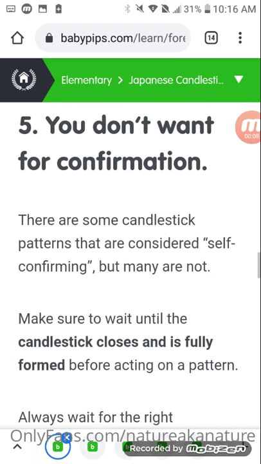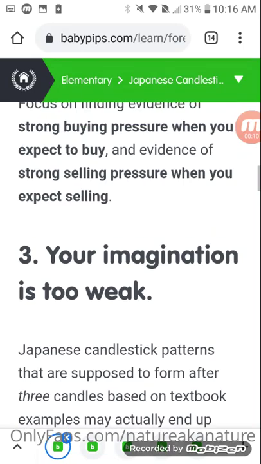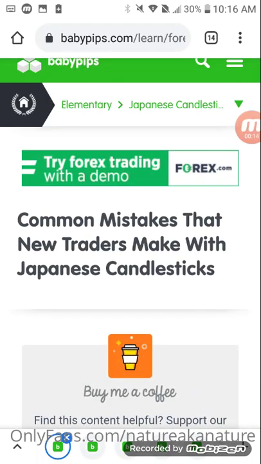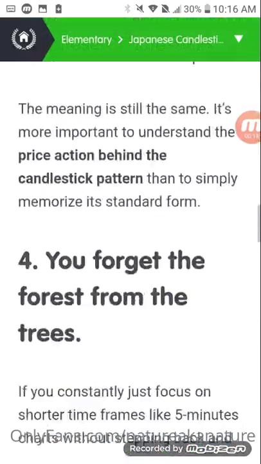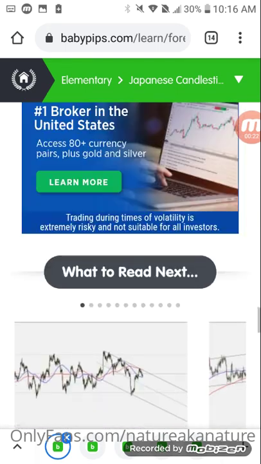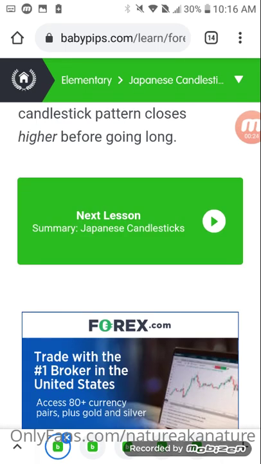Alright, so we just ran over Japanese candlesticks and the common mistakes that new traders make with them in Forex at the beginning of trading. I hope that video helped. We're just about done with Japanese candlesticks 101 and everything I taught you about Japanese candlesticks. You pretty much know what Japanese candlesticks are now. So in this next lesson, we're just going to summarize what Japanese candlesticks are.